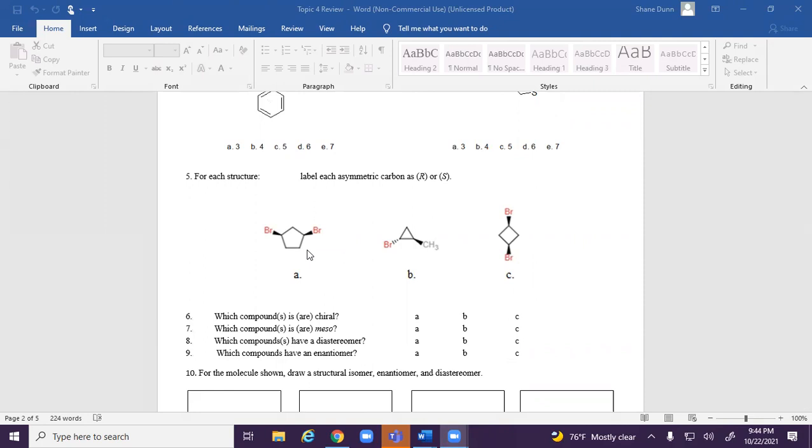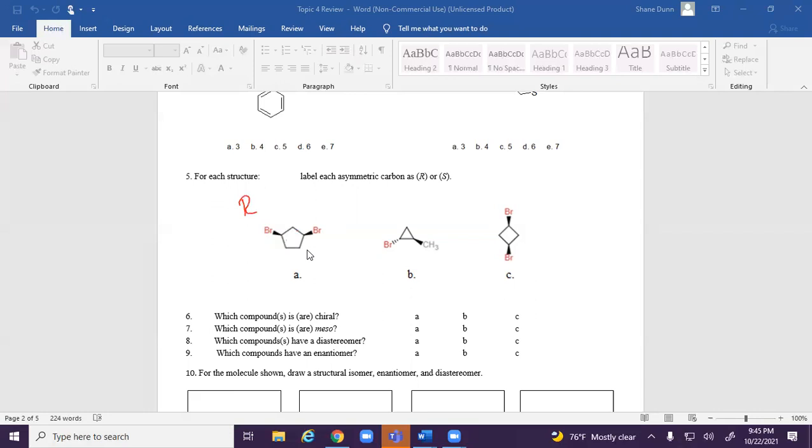So five, we label things as R, S. One, two, three, and exactly four is right here. One to two, that's clockwise, is what? R.